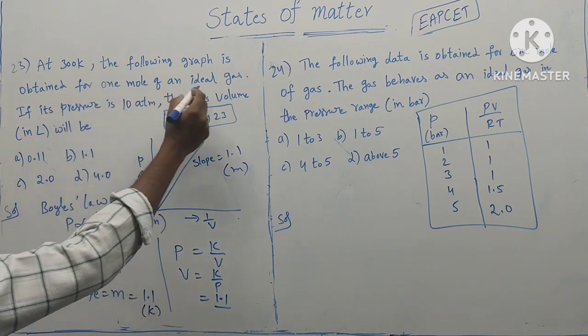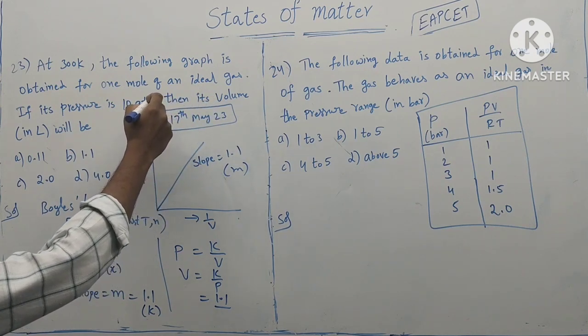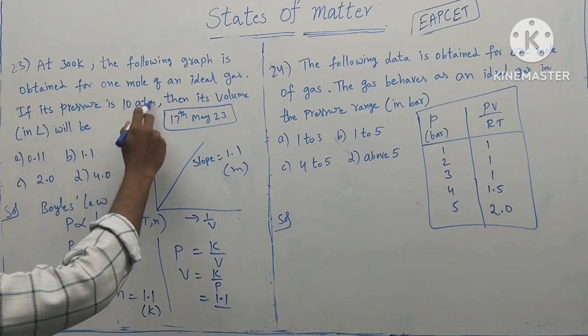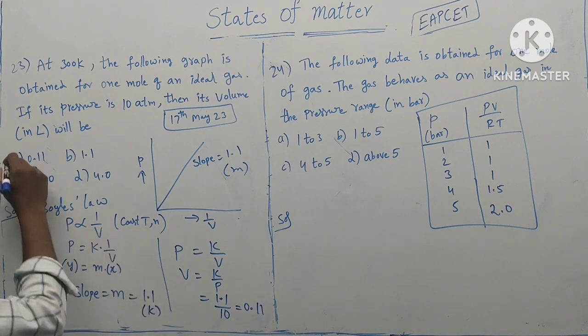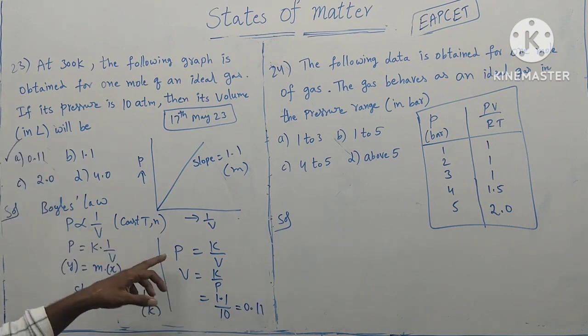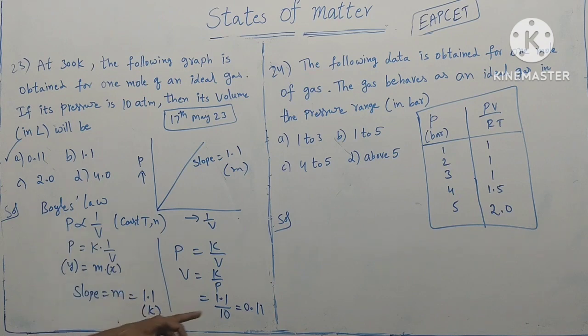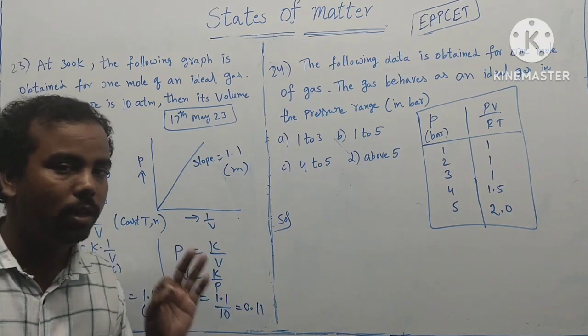What is the pressure given here? 10 atmospheres. So 1.1 by 10 means 0.11. So answer A. Very easy. If you know the Boyle's law formula, then finding the volume is very easy.